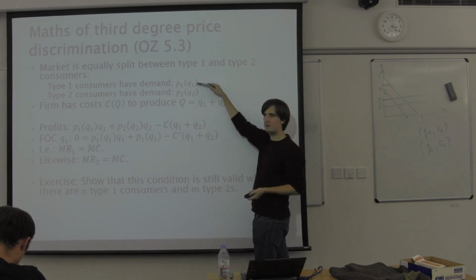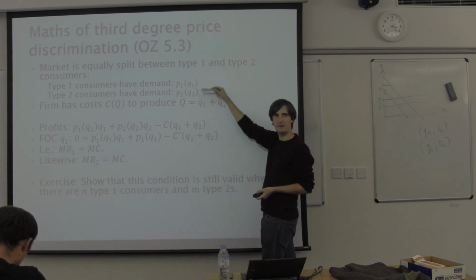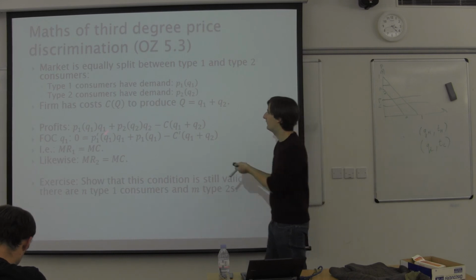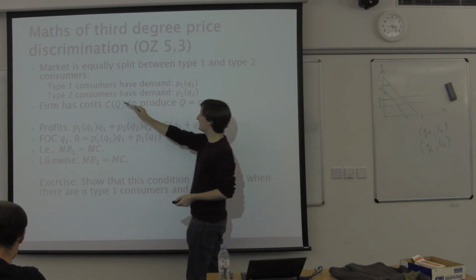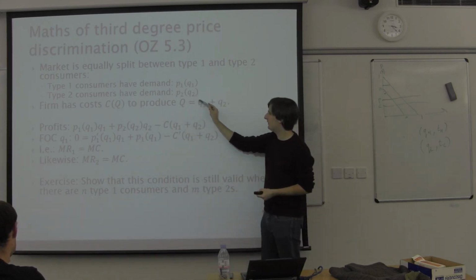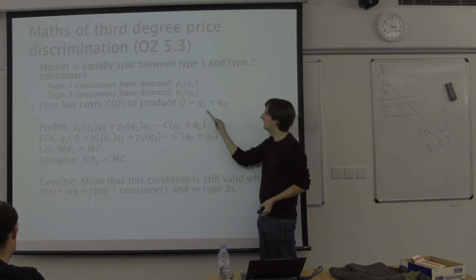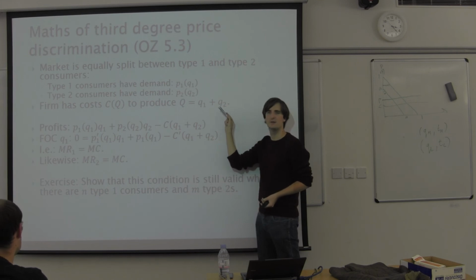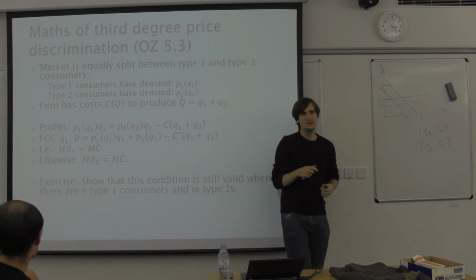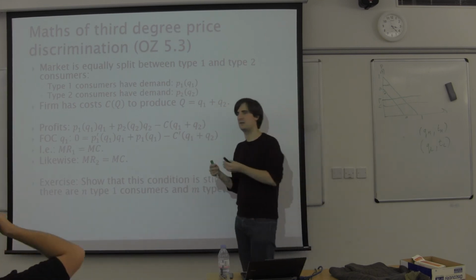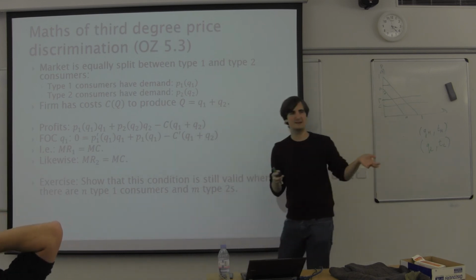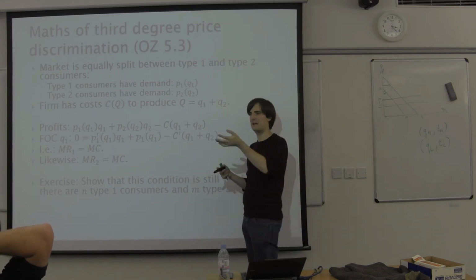So you can charge the two types different prices. That's why it's price discrimination. And the firm has some total cost function C of big Q to produce the total quantity they produce. The total quantity they produce is Q1 plus Q2. So your production function is producing both cinema tickets for adults and cinema tickets for students.